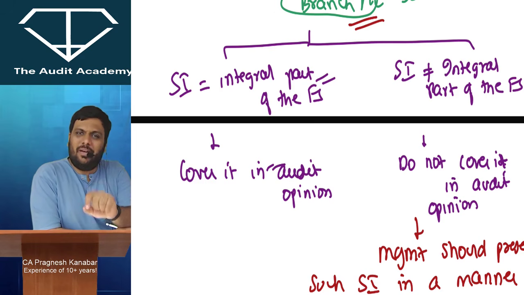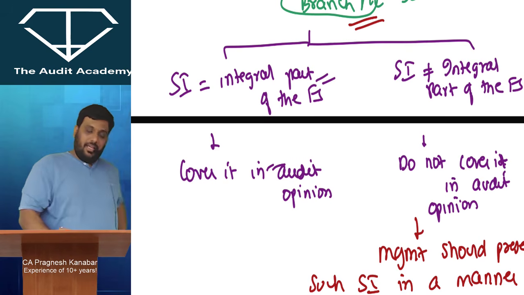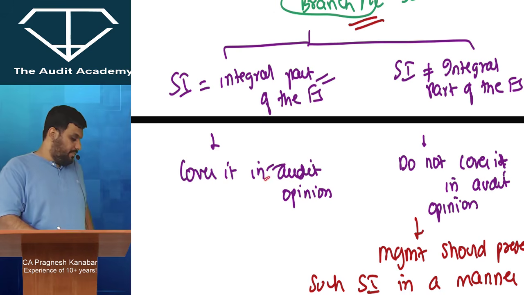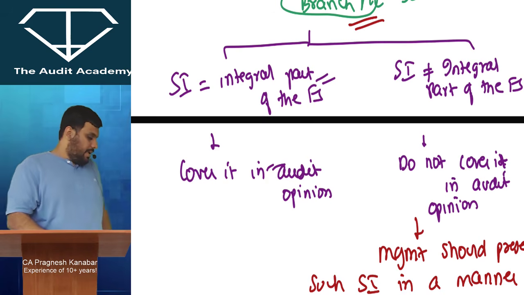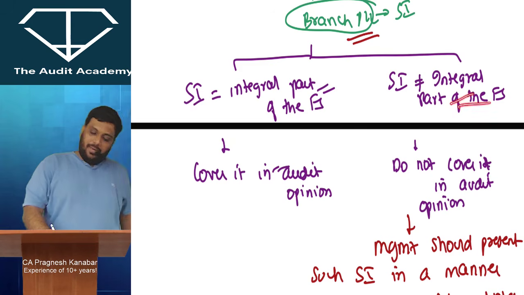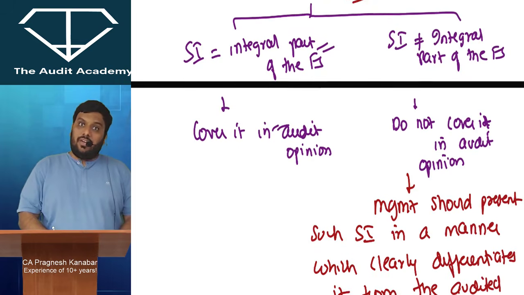If you look at the July 21 question, they had clearly said there that the auditor is not able to understand the requirement of this particular statement. That means the auditor is not convinced that it is an integral part. They will give you enough hints, don't worry. If it is an integral part of the financial statements, then cover it in the audit opinion. However, if it is not an integral part, then do not cover it in the audit opinion.